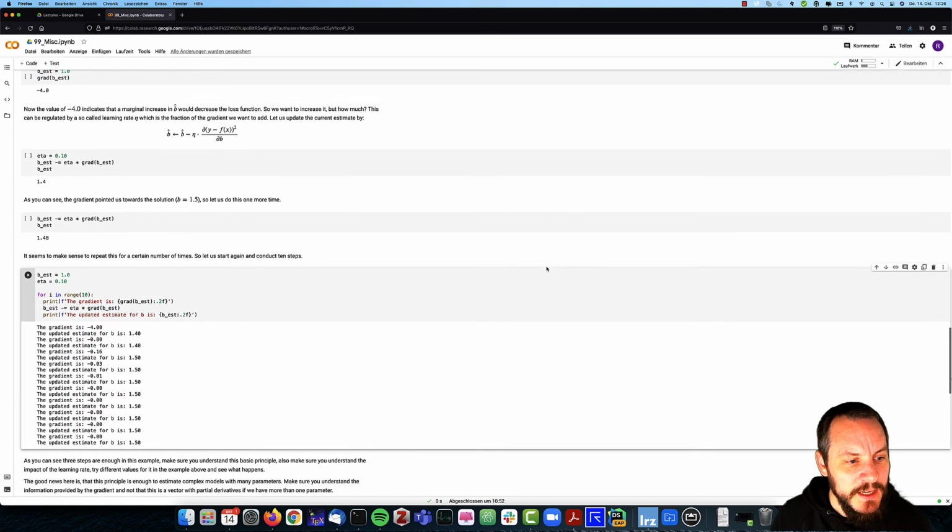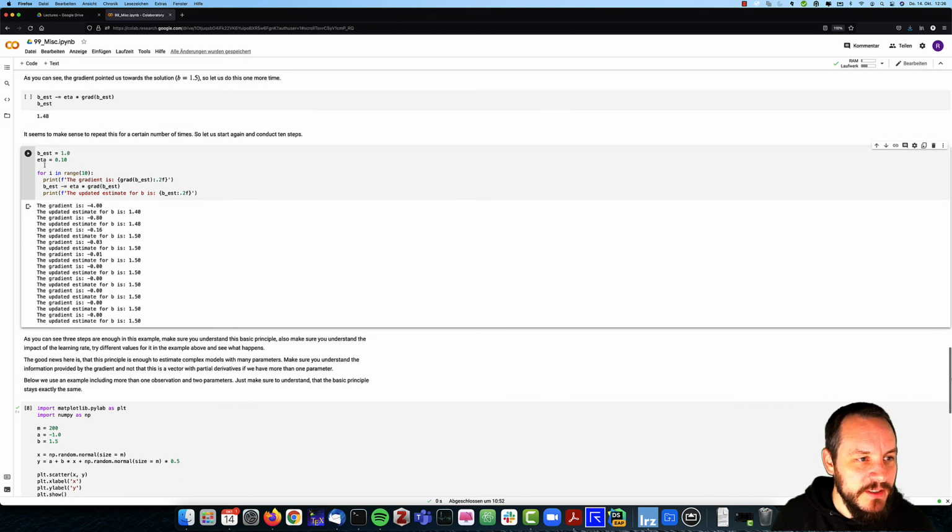Okay, and if we do this, for instance here in our case 10 times, you can see in the beginning we are starting with a parameter estimate that is too low. And this information is given by the gradient being negative, so the gradient tells us, hey, increase your parameter estimate. And then we go from 1 to 1.4. Again, in the next step, the gradient tells us, okay, better, but still too low, and so on and so on.